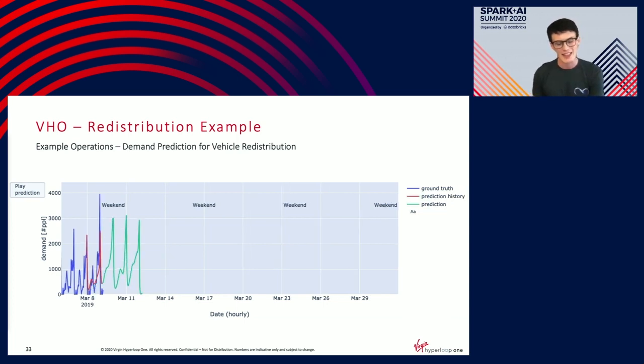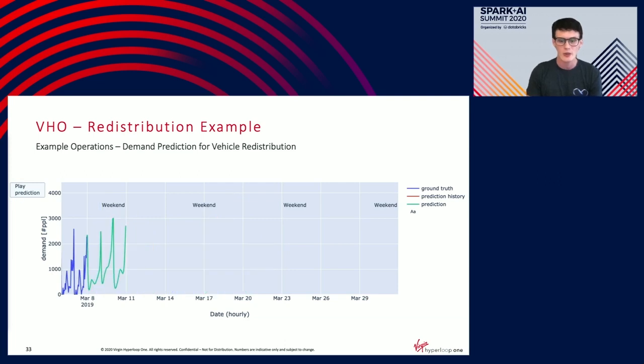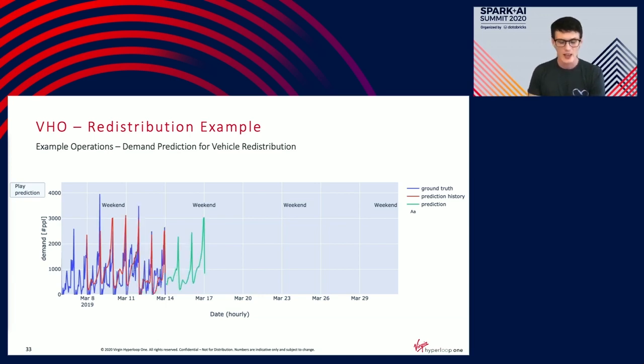This is a rough example of one of our models. The blue line shows the ground truth for the demand for a given origin-destination pair. The model prediction is shown with a green line, and the prediction history is shown with the red line. This model is trying to predict hourly demand for 3 days in advance for a single origin-destination pair.